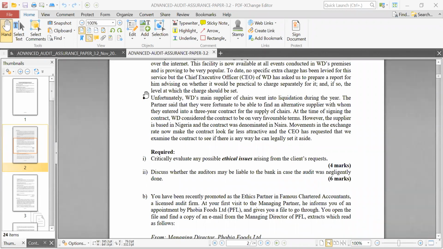Yeah, so even though here the dynamics change a bit. Here we see that the case is telling us that actually these people, the auditors, were aware that the bank will rely on the financial statements.